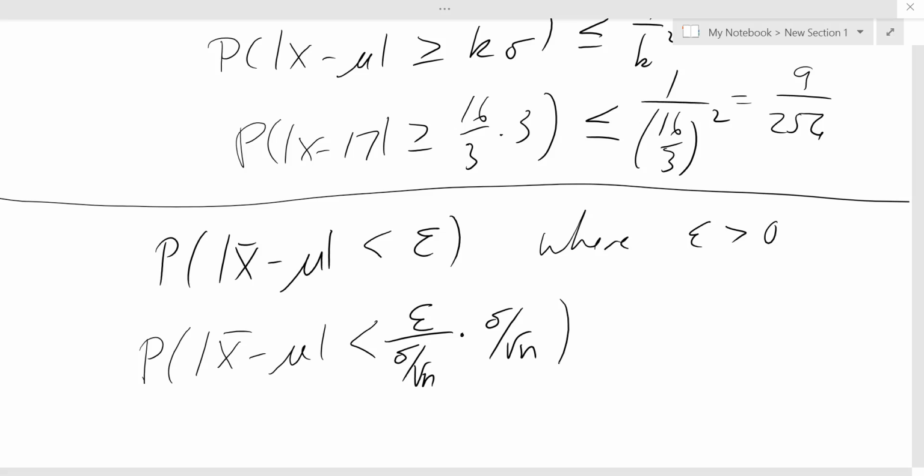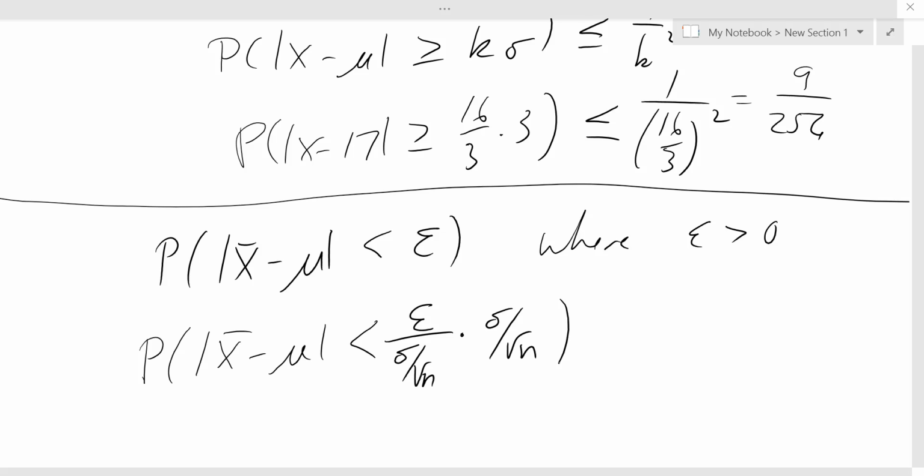Now, why did I use sigma over square root of n here rather than just sigma? What am I interested in the standard deviation of? The sample mean, right? So if sigma is the population standard deviation, the sample mean standard deviation is sigma over square root of n. That's central limit theorem again, right?